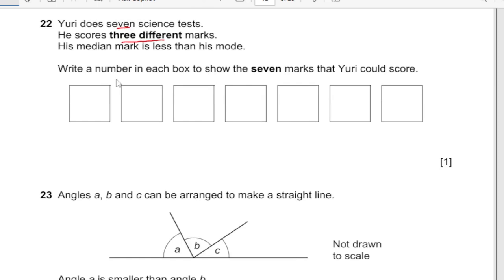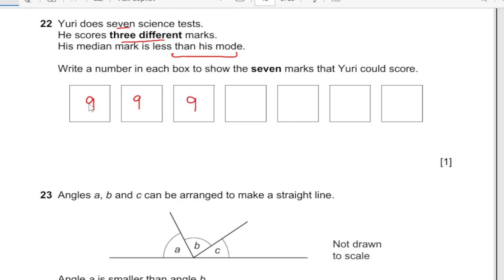Her median is less than her mode. Median is less than mode. Now what is mode? Mode is the number that comes the maximum number of times. So let's say her marks are 9, right? So maximum marks, let's say she's getting 9 and 9. And her median mark is less than the mode, so then the mode should be repeated 3 times.